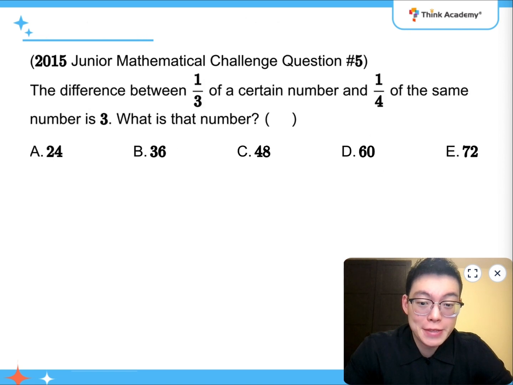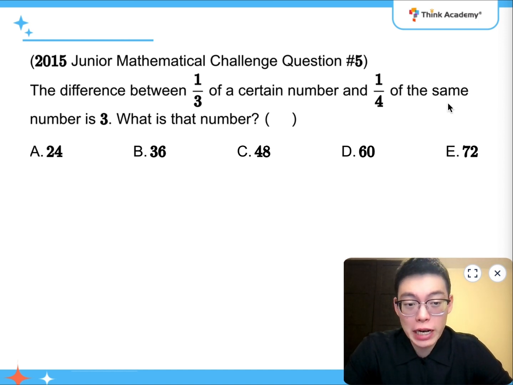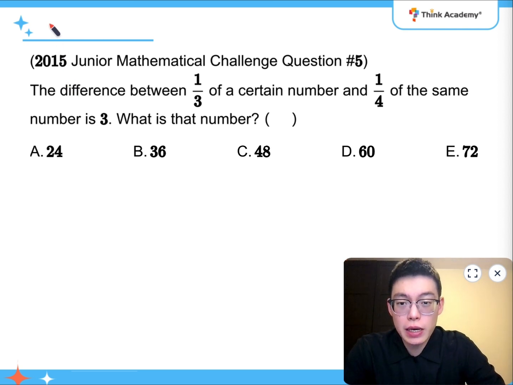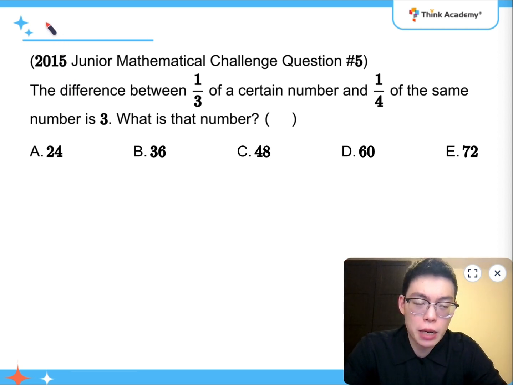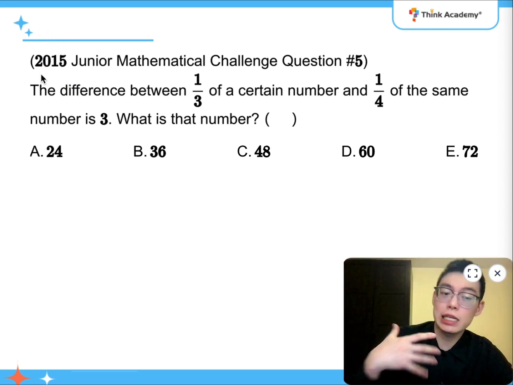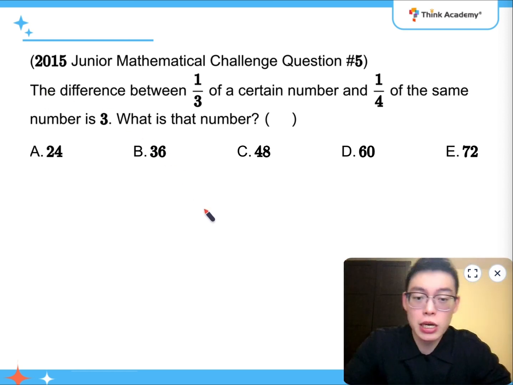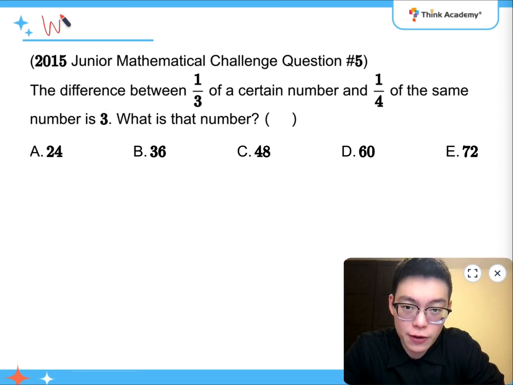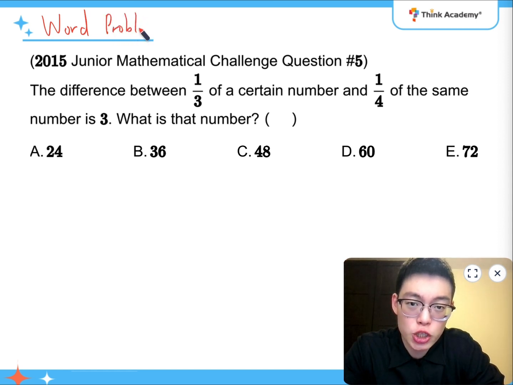Okay, so the first 4 questions are just gone like that. And the fifth one is a very typical fraction problem. This time I won't say that it is numbers and operations because you would need to understand what it means by the question. So I would classify this question as a word problem, even though it doesn't really have a story as the background of it. But I would say that it is a word problem with fractions.